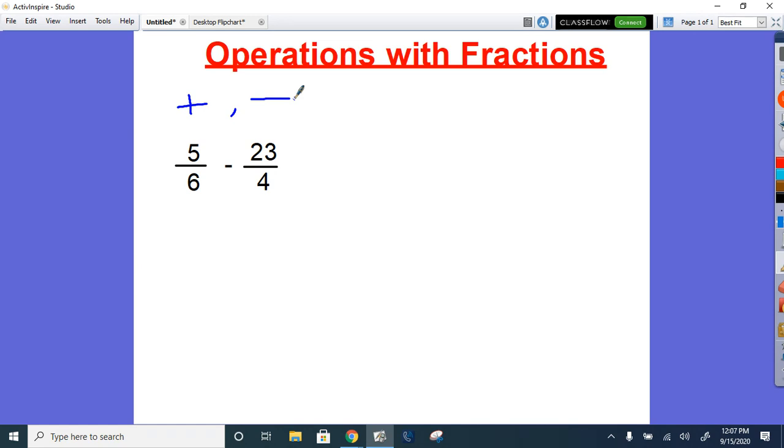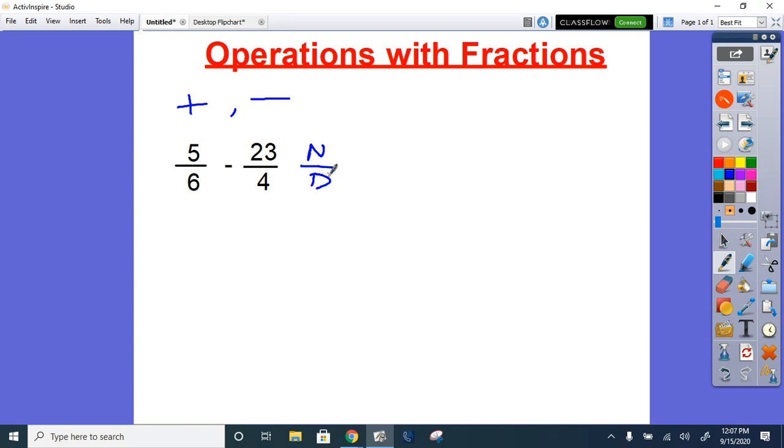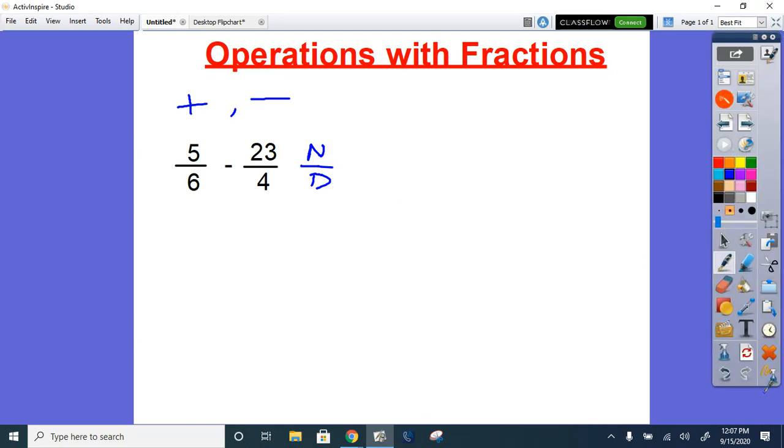Okay? So what we need to find in order to add or subtract fractions, you may remember that we actually have to look at these two pieces. We have a numerator, the number that's on top of the fraction, and then we have our denominator that's in the bottom of that fraction, okay? So essentially, this is just a division problem where our numerator is getting divided by our denominator.